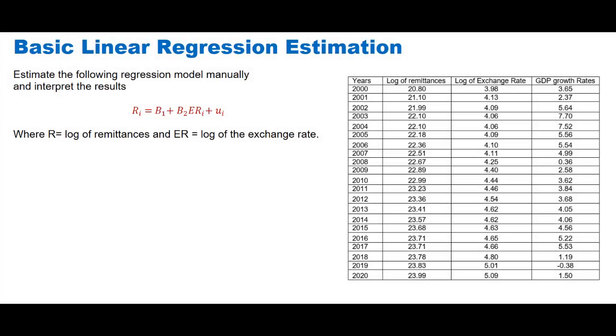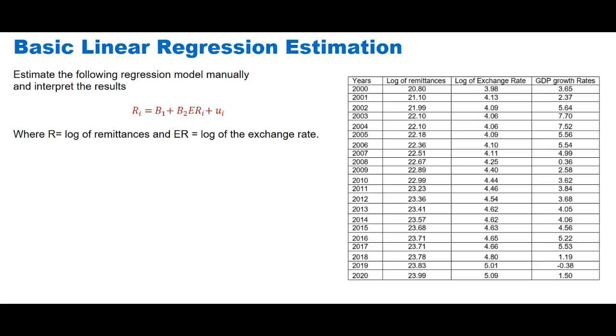In this video, we will understand how to estimate basic linear regression and multiple linear regression using the manual method. And this is our regression model. Here R is remittances, log of remittances, and ER is log of exchange rate. And we have to estimate the relationship between remittances and exchange rate, that is, what will be the impact on remittances given exchange rate.